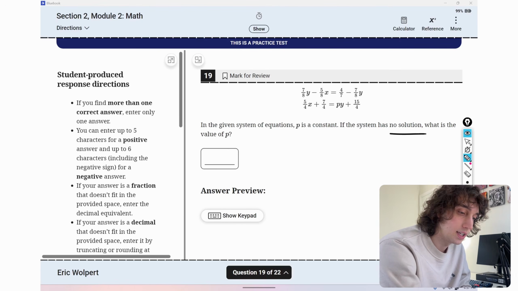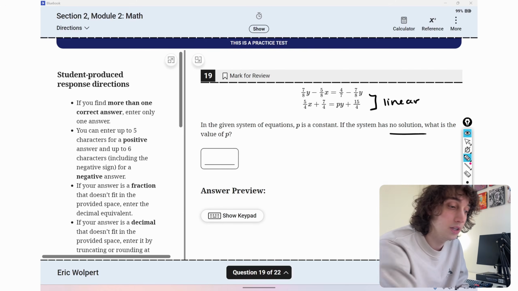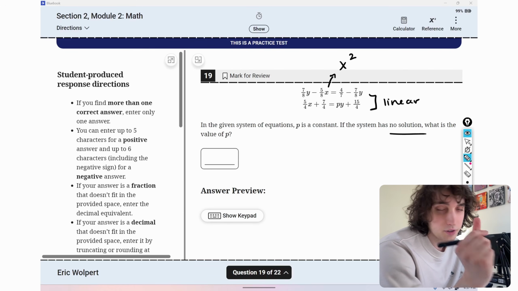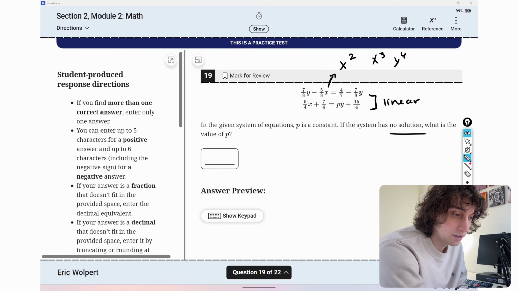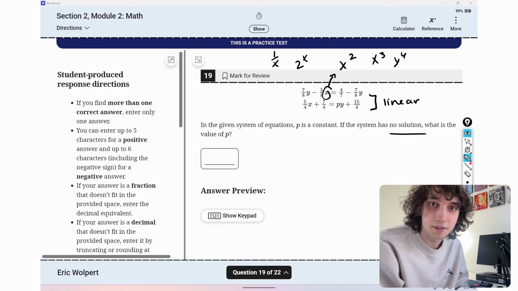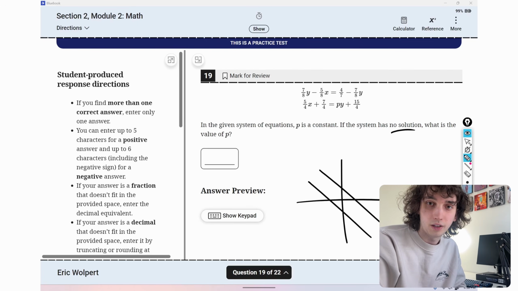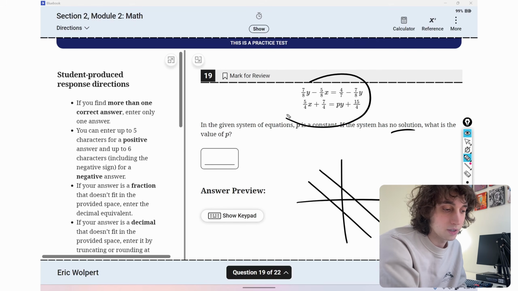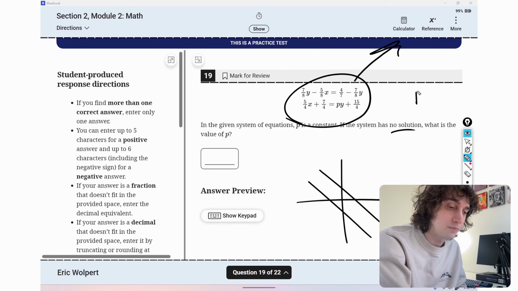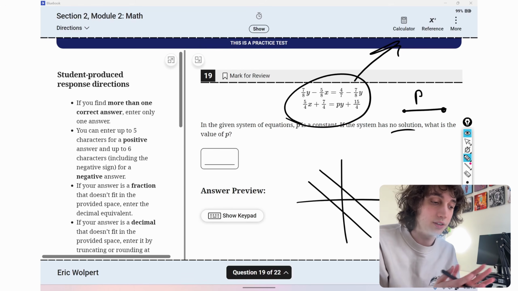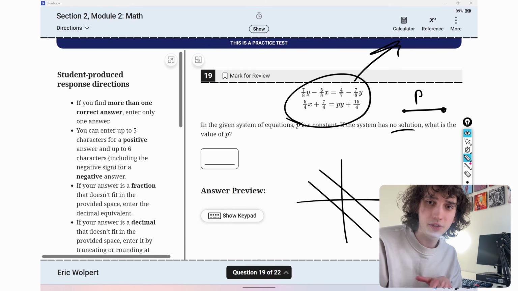So the first thing we want to do is identify that this system of equations is a system of linear equations, which is not told to us, but we know because the x's are all to the first power, and so are the y's. If you had x squared, for example, that would be quadratic or cubic or quartic or exponential or rational, but this is just straight up x. So when you have a system of linear equations with no solution, that means the two equations are completely parallel. And so one thing that we can do is put these equations into Desmos and then move your p slider to see what value of p would make these two lines parallel. That's probably going to be the most accurate approach.